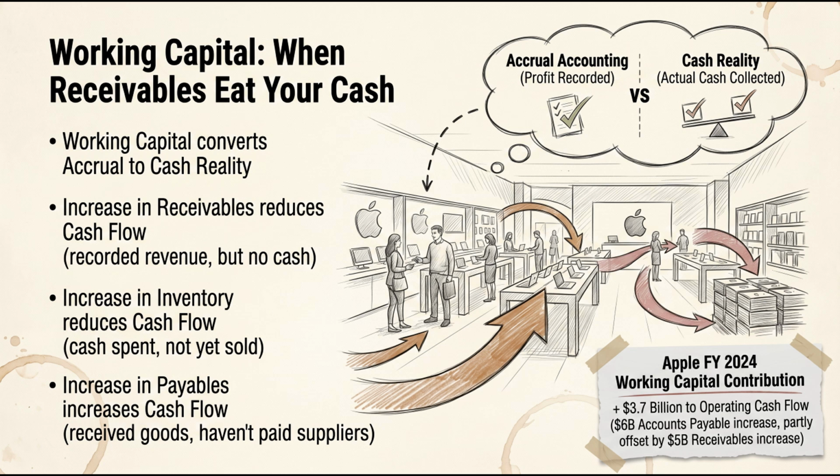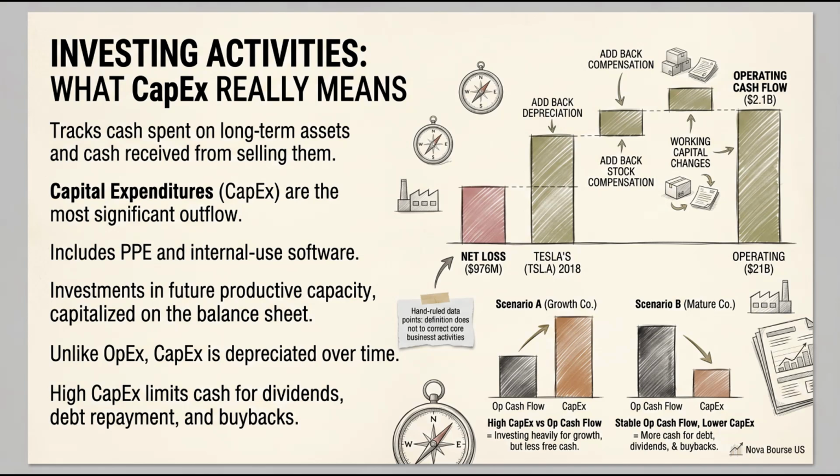The investing section tracks cash spent on long-term assets and cash received from selling them. The most important figure here is capital expenditures, often called CapEx. This represents the cash spent on property, plant, equipment, and internal use software. Essentially, these are investments in the future productive capacity of the firm.